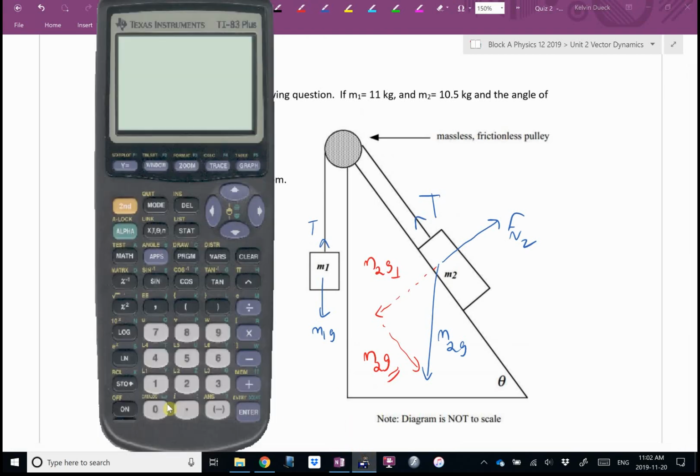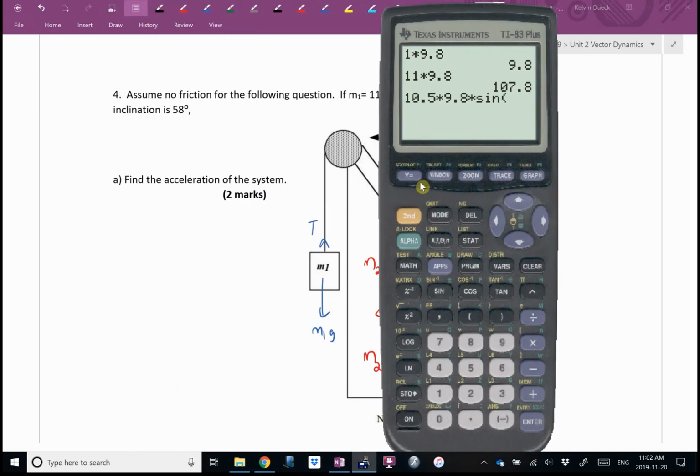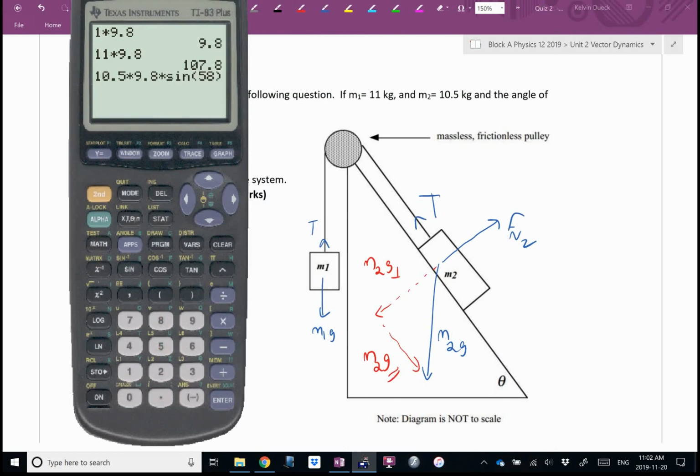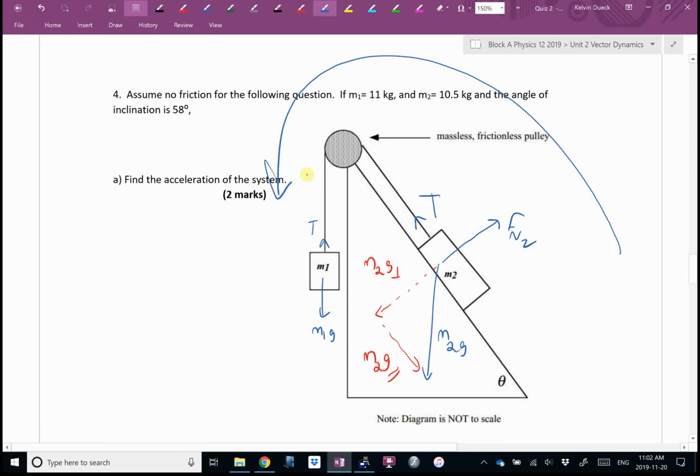So I'm going to really quickly just crunch those. M1G would be 11 times 9.8. M2G sine would be 10.5 times 9.8 times the sine of 58. I think M1G is the winner. Oh yeah, very much so. So this whole system is accelerating that way. Who's winning? Now I know.